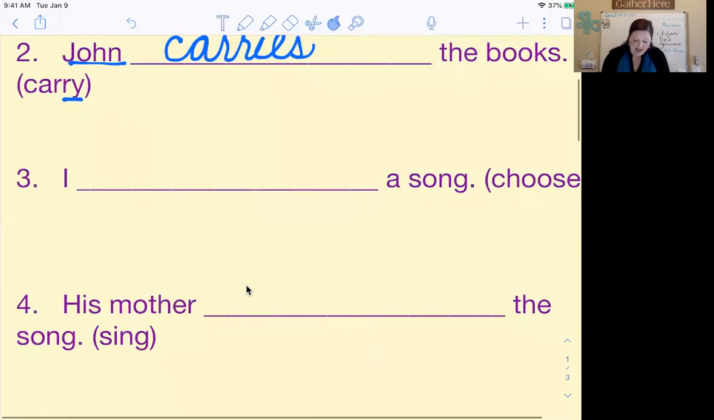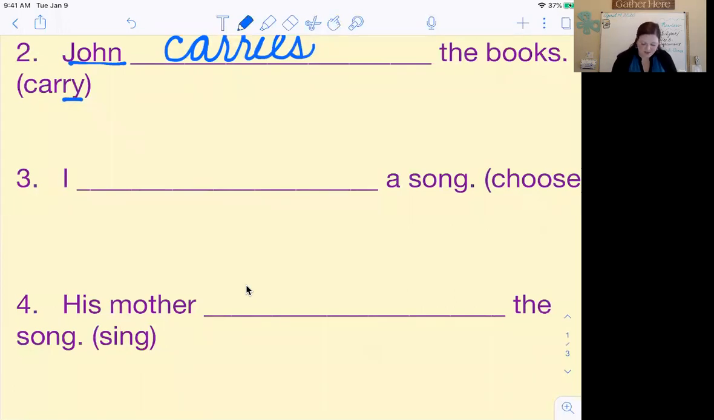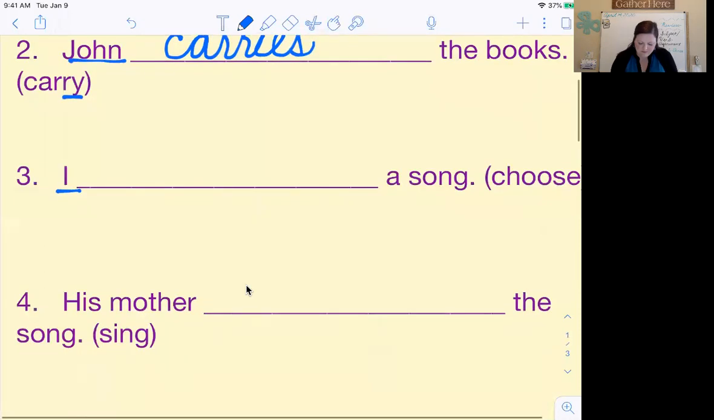Number 3, I blank a song. Who or what is the entire sentence about? I. Is I singular or plural? It's singular. So we need a singular verb, right? Not in this case. Remember the words you and I? Well, we break the rules. So we actually need a plural verb. This plural verb will not end with an S. It will just be choose. It will stay exactly the way it is.